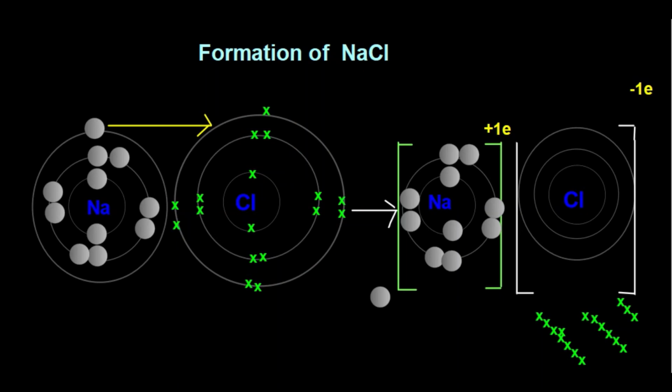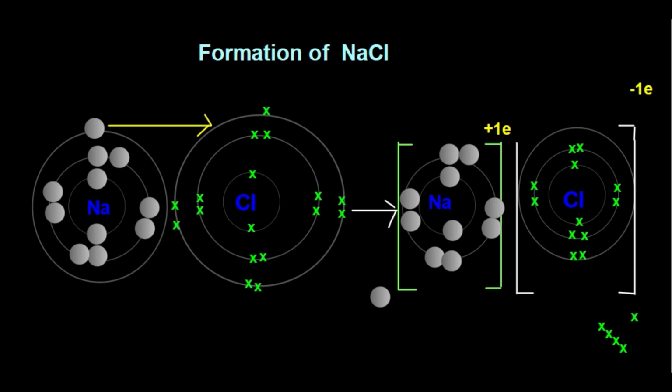After the loss of 1 electron, sodium changes to sodium ion. Now chlorine, after picking up the electron which is lost by sodium, changes to chloride ion. Now we write the electrons in chlorine. In the K shell there are 2 electrons. In the L shell there are 8 electrons, 1, 2, 3, 4, 5, 6, 7, 8. And in the M shell there are 7 electrons.